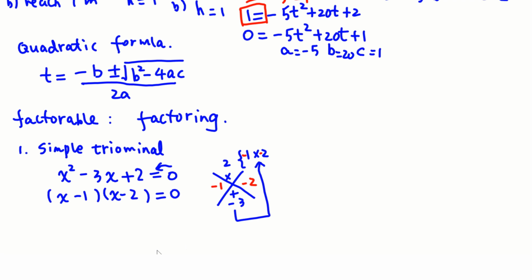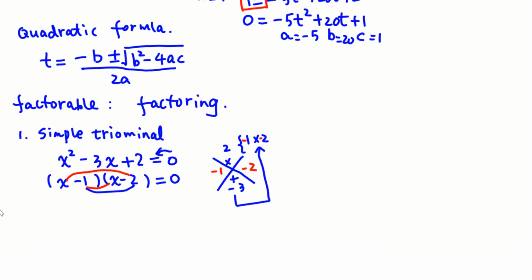Then you could double check: x times x is x squared. Negative 1 times negative 2 gives you positive 2. Then negative 2x and negative 1x give you negative 3x. So this one is correct.